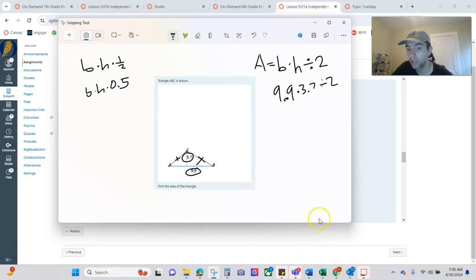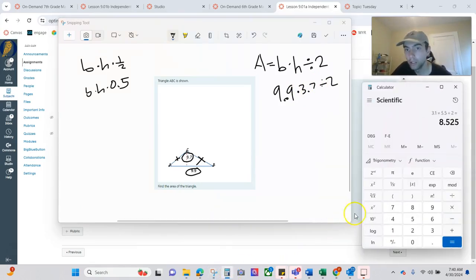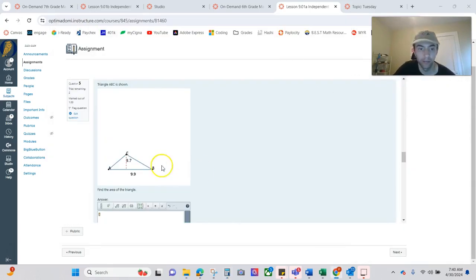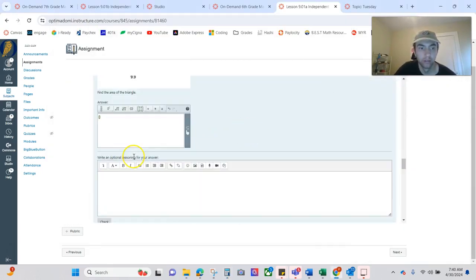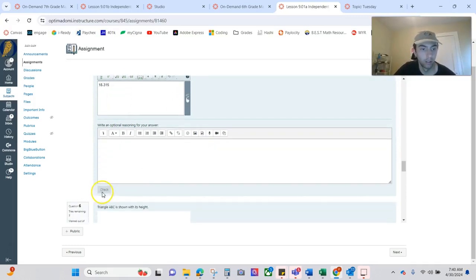We got our base. We got our height. What is the area? 18.315. Just type that into my calculator. 18.315. I said 18.315. Oh yeah.